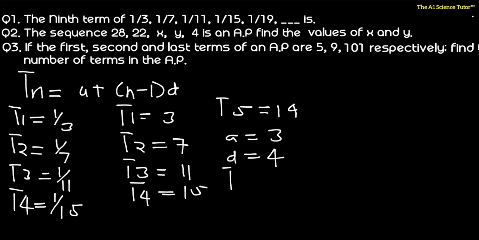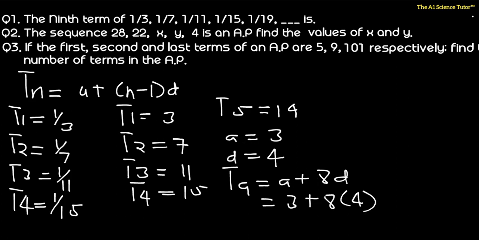So we can now find the ninth term. That is going to be A plus 8D, right? Because if I subtracted 1 from 9, this gives me 8. So A is 3 and D is 4. So we have 3 plus 32. Therefore, T9 is equal to 35.